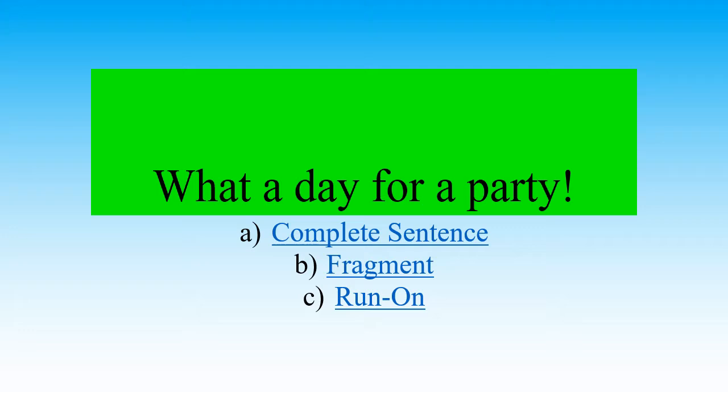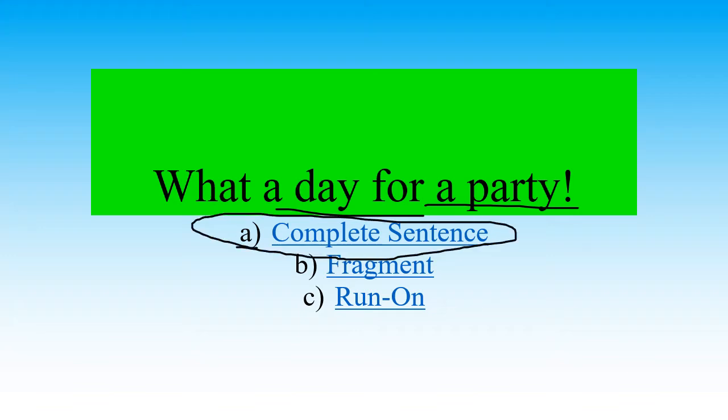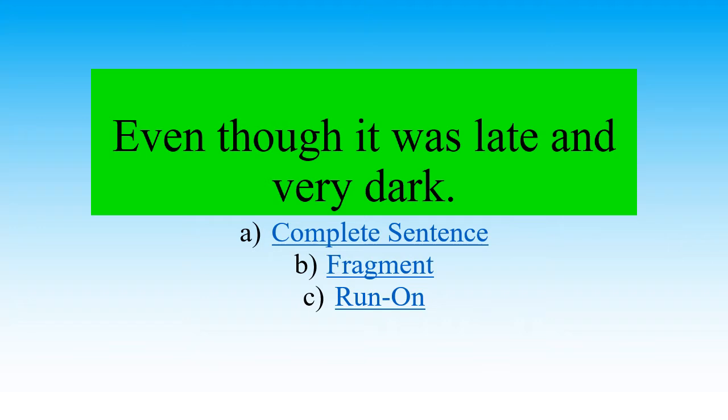What a day for a party. It's a day for a party. Well, we have a subject and a predicate. There's an idea here and it's being completed. It's a complete sentence. Even though it was late and very dark, even though it was late and very dark, what? That's a fragment. You're setting up something, but you didn't finish it.